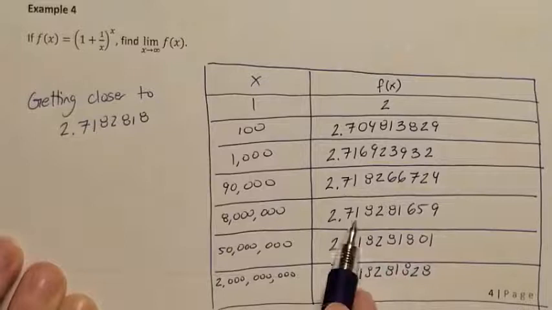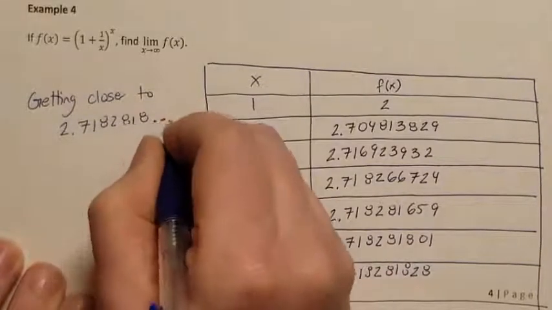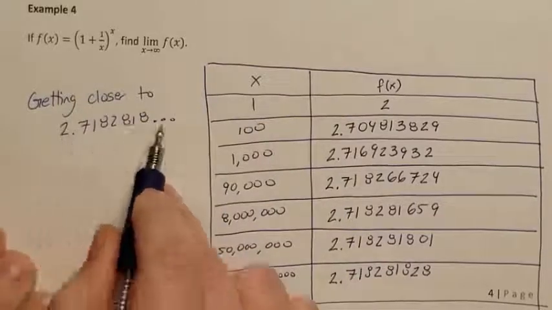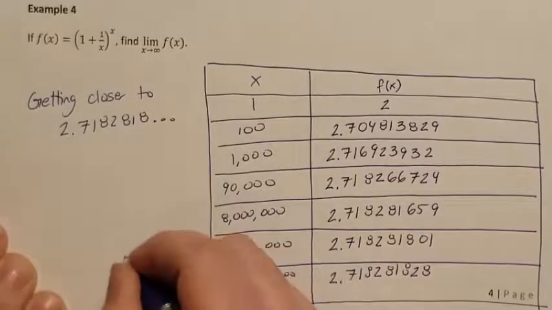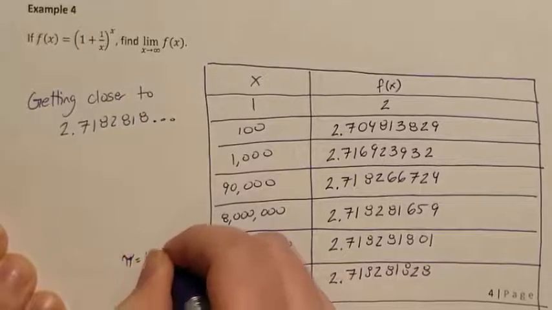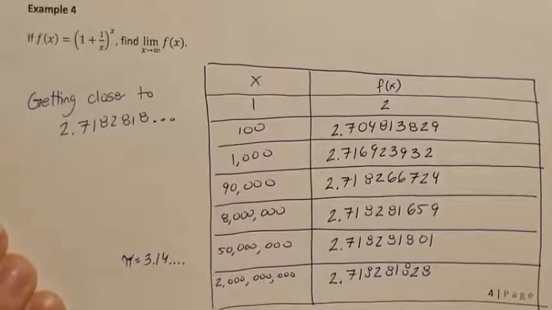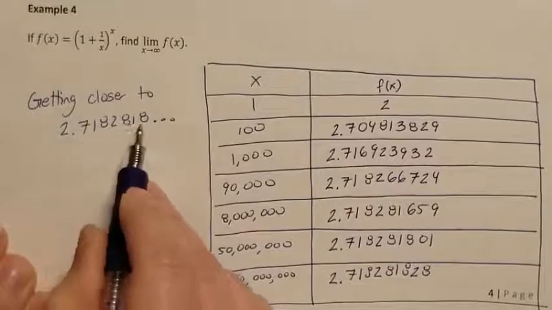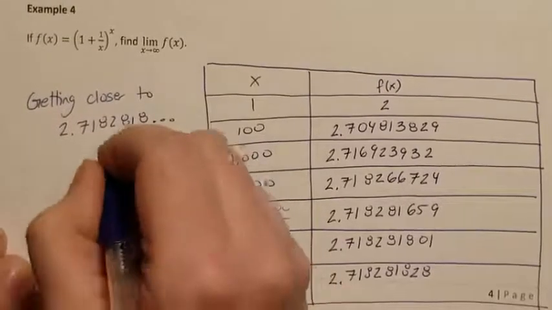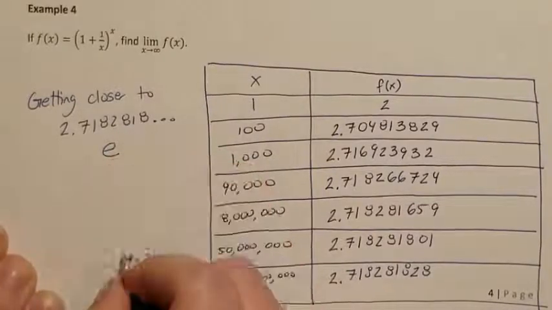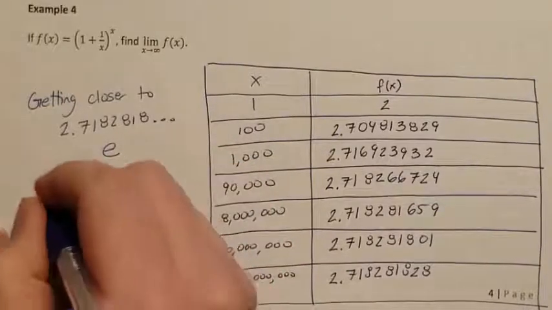So I noticed it started repeating that decimal, and if we kept getting larger and larger, the decimal would continue to go on. This is actually a number, similar to how pi is a number, 3.14, and it continues to go on. I just don't know the rest of it. This is also a number. This is pi. We call this the number e. So he has a variable.